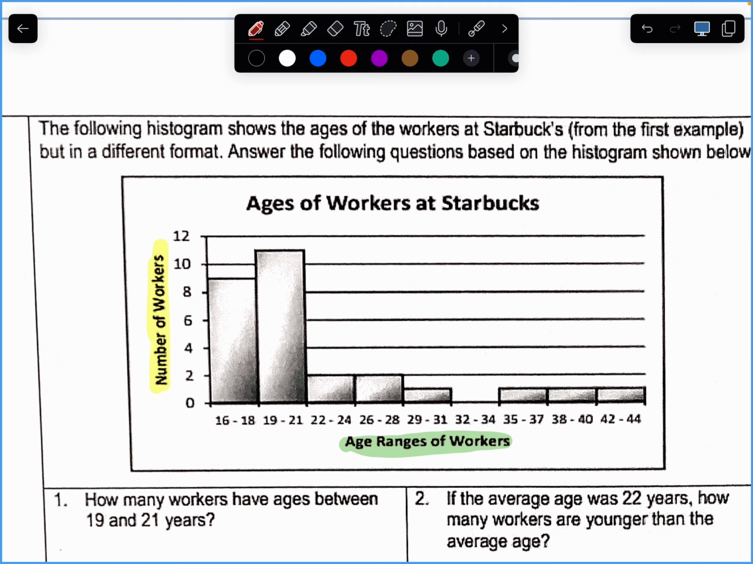So how many workers were between the ages of 16 and 18? What's that number right there? 9. Good job. And what about the height for 19 to 21? The height is 11. And then we get 2, 2, 1, 1, 1, 1. Okay. Great.